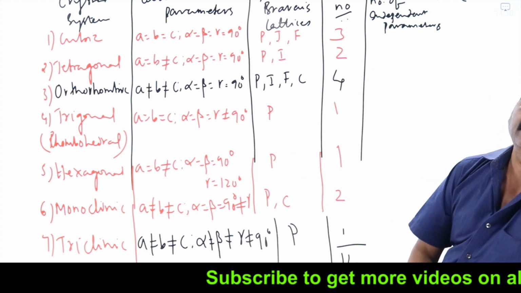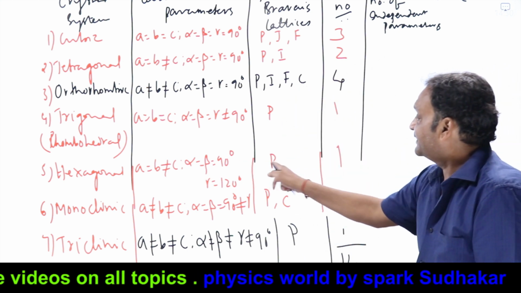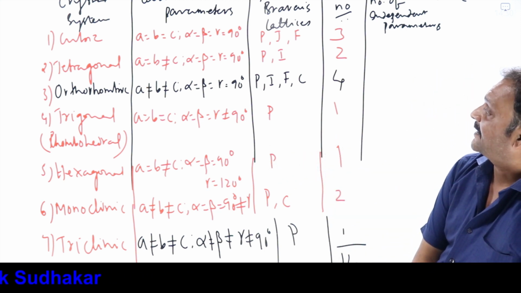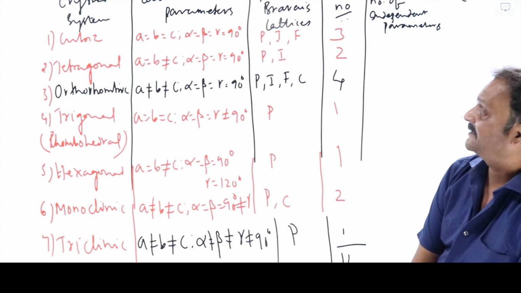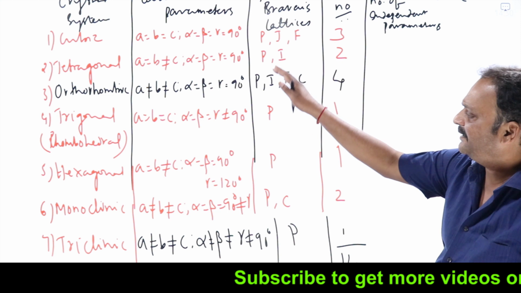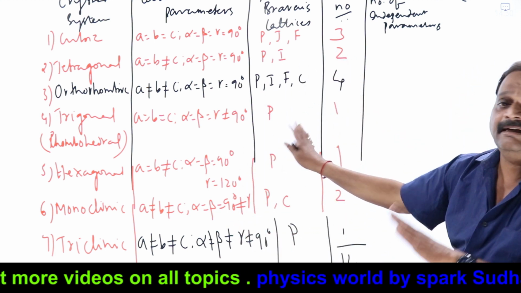In hexagonal, how many types of Bravais lattices are possible? 1, 2, 3, 4, they will give you options. In hexagonal, only one type of Bravais lattice is possible. So these are the 7 crystal systems. When you go through any crystal, it will be in one of these 7 crystal systems only, and it will belong to these 14 types of Bravais lattices only.